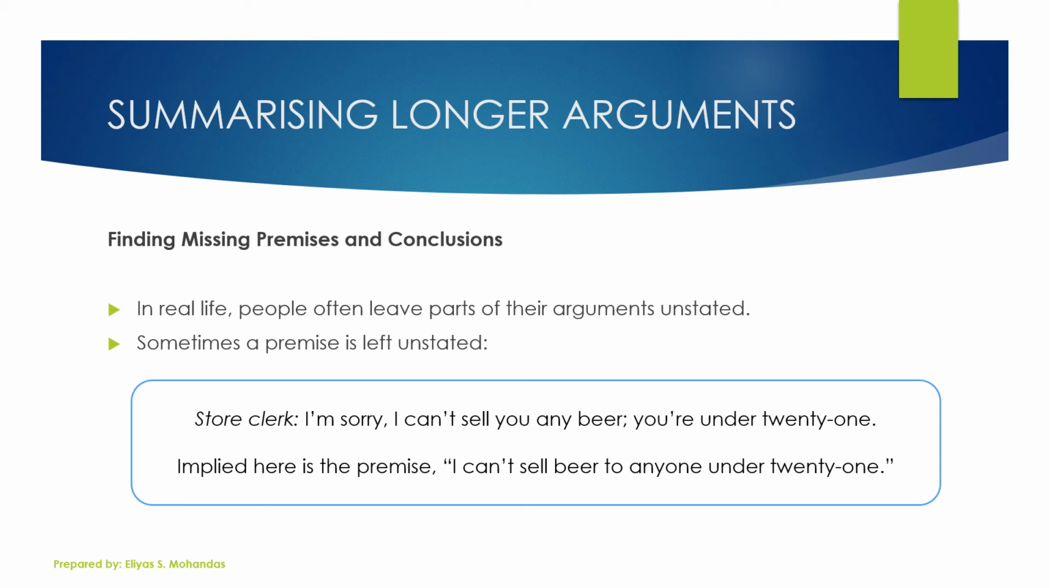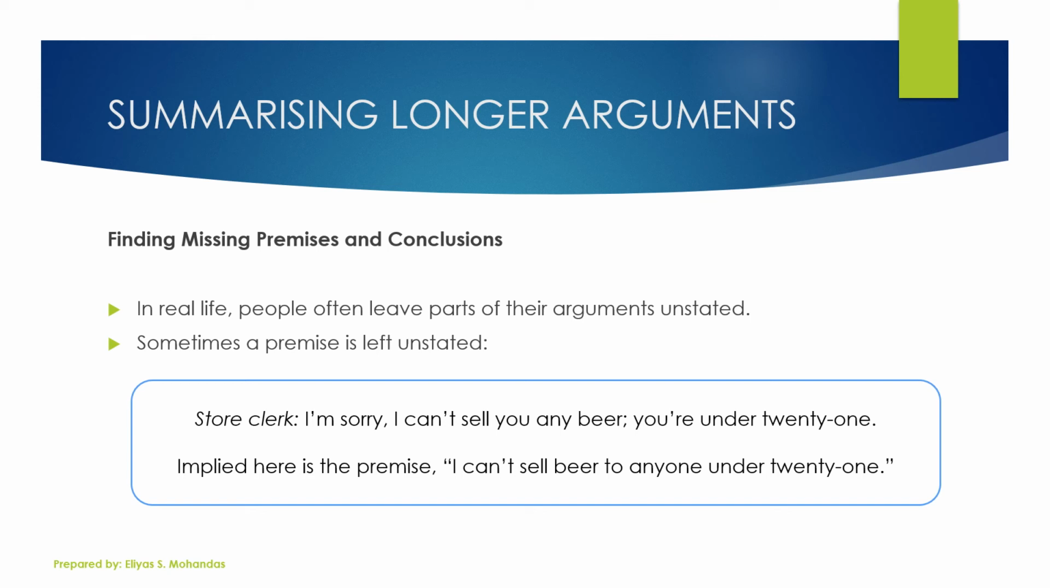Now, second is finding missing premises and conclusions. In real life, people often leave parts of their arguments unstated. Now, this is very true. Sometimes a premise is left unstated. Now, let us look at an example here.